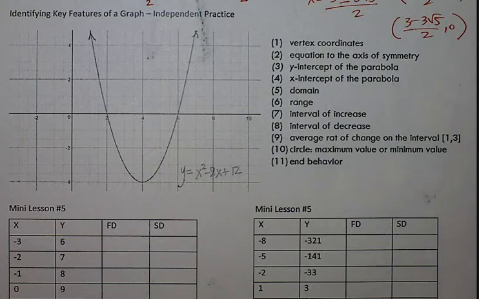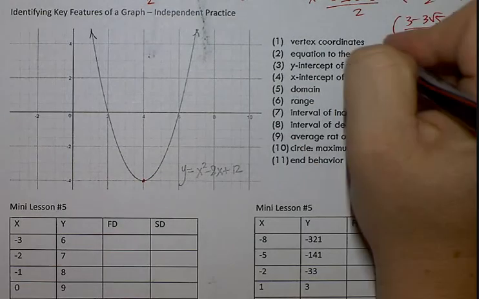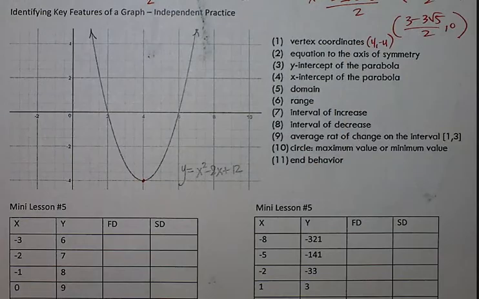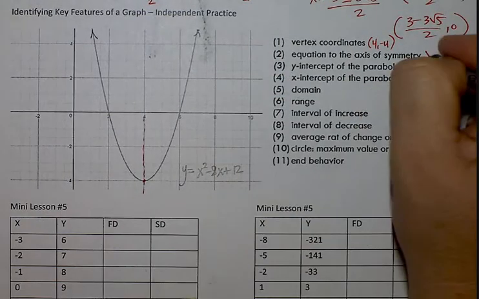Preparation for your first quiz of this term, identifying the key features of the graph. First, let's identify the coordinates of the vertex: (4, -4). The equation of the axis of symmetry, some call it the line of symmetry, is x equals 4.